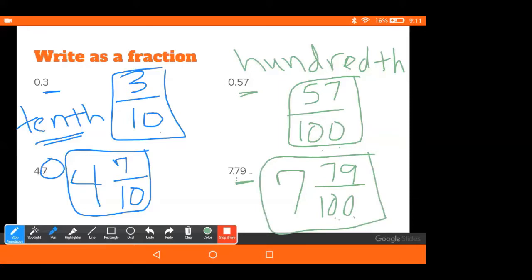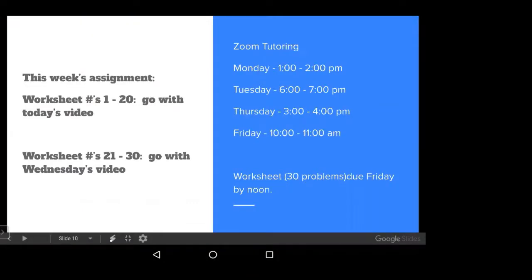I put examples on your worksheet. This is the first page of the worksheet, just like we've been doing. So the first page of the worksheet is numbers 1 through 20. That goes with today's video. And then on Wednesday, I'll release the second video, which is numbers 21 through 30. It seems like a lot of problems, I know, but they're actually very easy, and I think it'll go very fast. If you need any help with the first half of the worksheet, I have Zoom tutoring on Monday and Tuesday. And then I have tutoring on Thursday and Friday to finish up the worksheet.